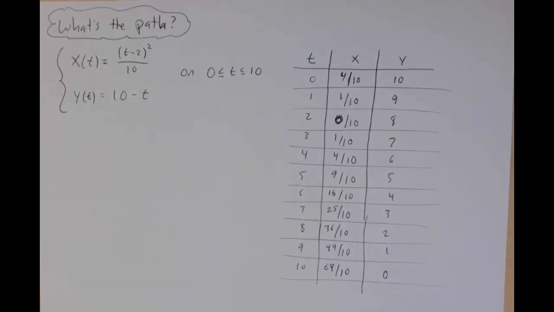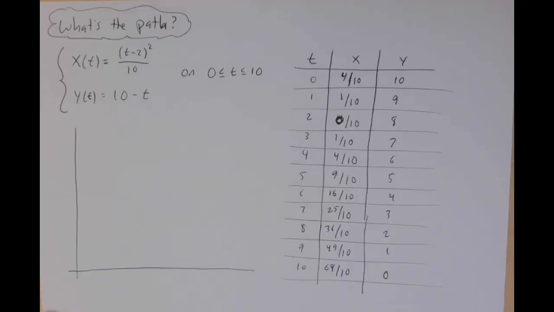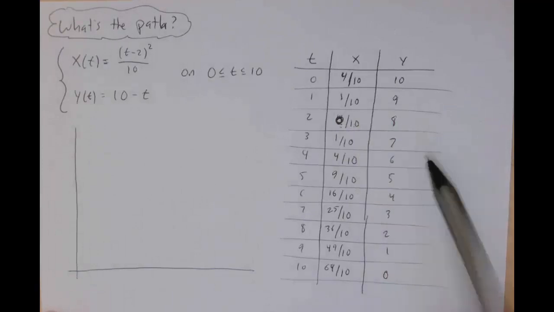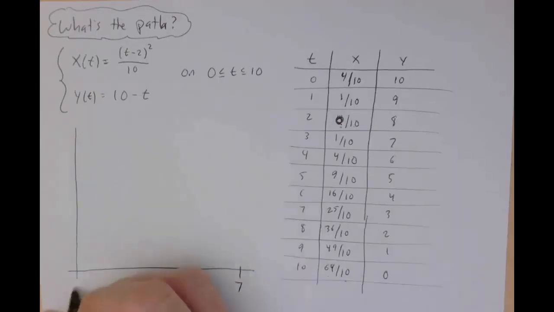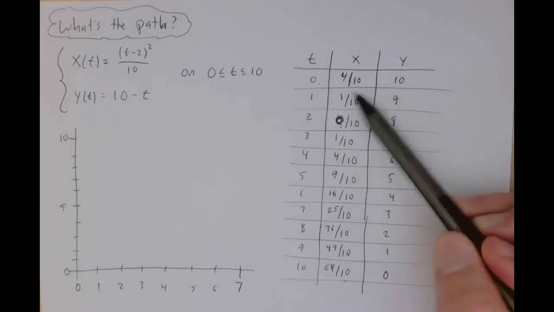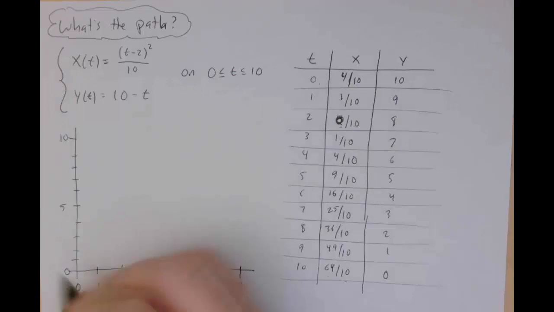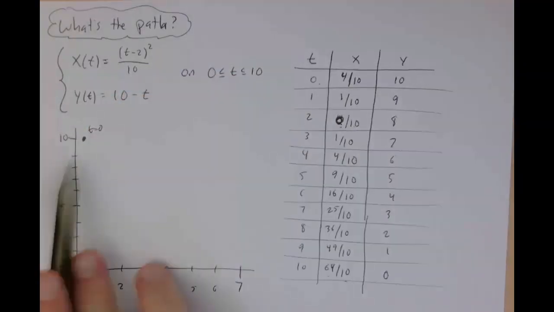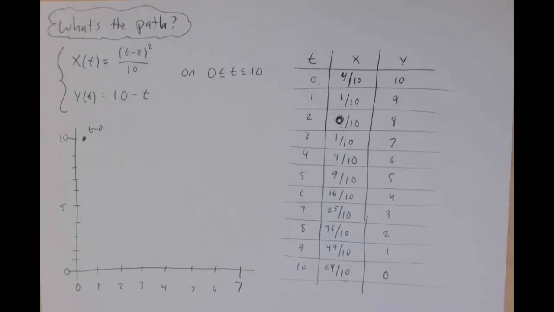Now, let's do a lot more plugging and chugging by plotting the points. It looks like my smallest x coordinate is 0, which is the 0 divided by 10. And it looks like the largest one is down here, 64 tenths, which is the same as 6.4. So let's make 7 be the largest x coordinate. And y coordinates go from 0 to 10. So you'll notice that the point when time is 0 is the point at (0.4, 10). So 0.4 is about there, and 10 is way up here. So that's our time 0. That's our starting place for the path.